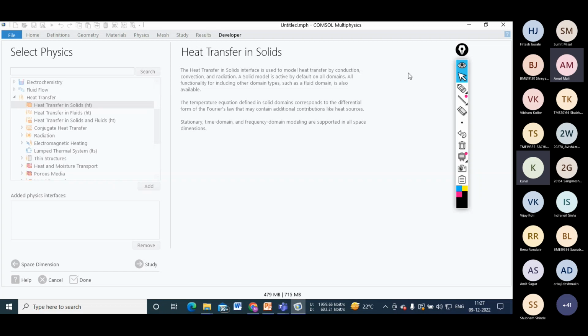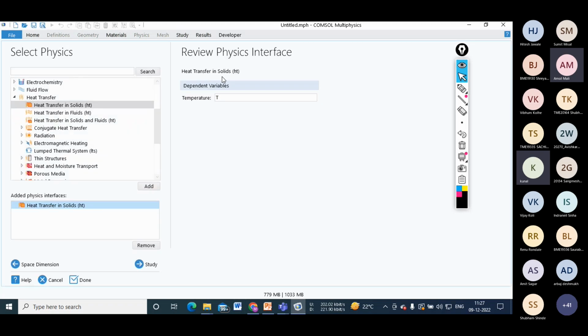So here you can see the information related to heat transfer in solids. In that heat transfer module, you can see the dependent variable, that is the temperature. This dependent variable is the degree of freedom in the case of a heat transfer problem, which is temperature. The degree of freedom in a mechanical problem is the movement of the component in the x direction, y direction or z direction.